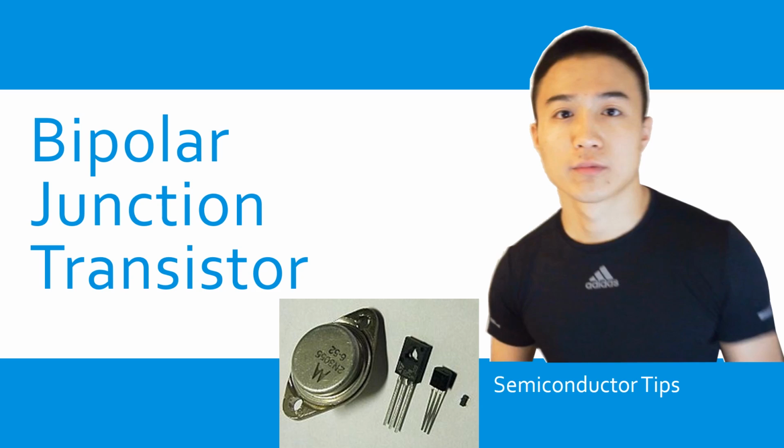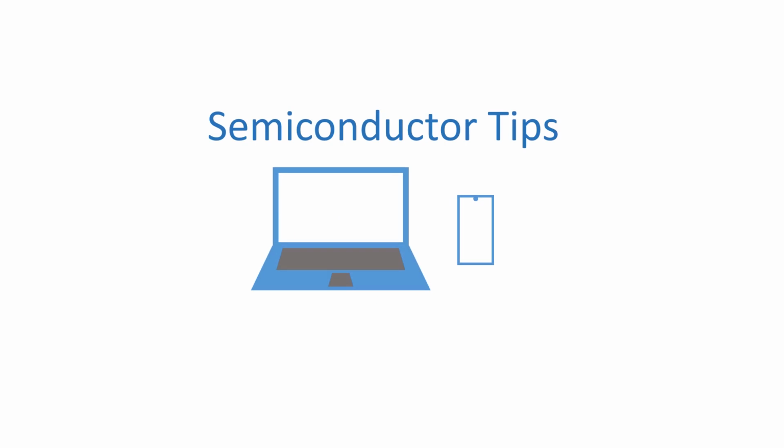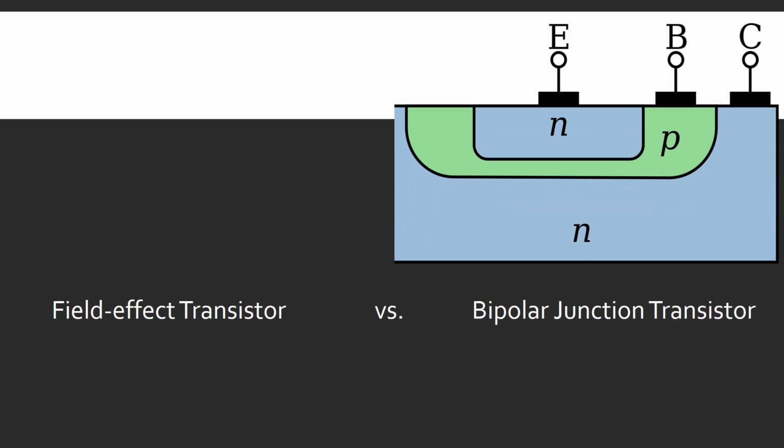What is a bipolar junction transistor? We are going to find out today. A bipolar junction transistor is a type of transistor that uses both electron and hole charge carriers.